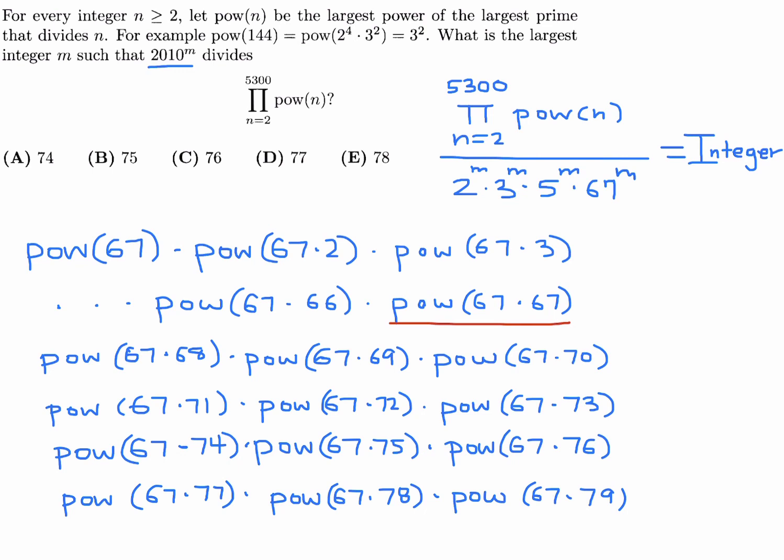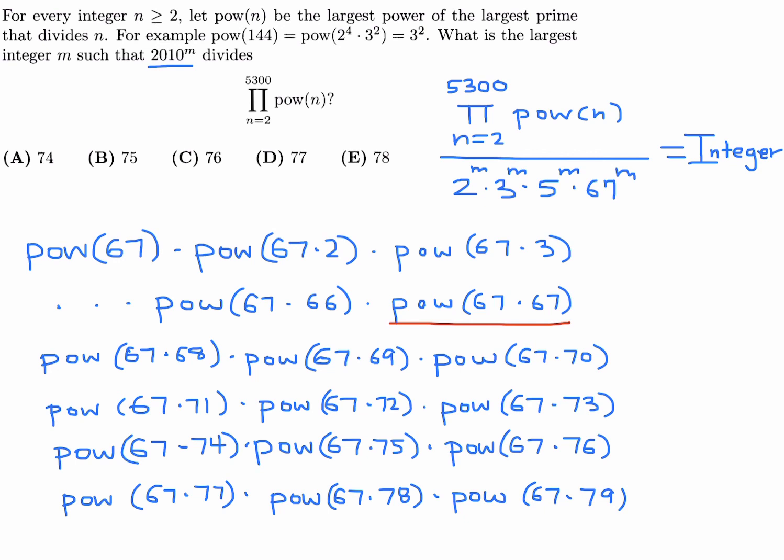And you say, well, how do you know it ends there? Well, because 67 times 79 is 5,293. And we're only going up until 5300. If you do 67 times 80, which would be the next one, that's 5,360. And that's greater than where we're going up to. So this is the last one that involves 67.